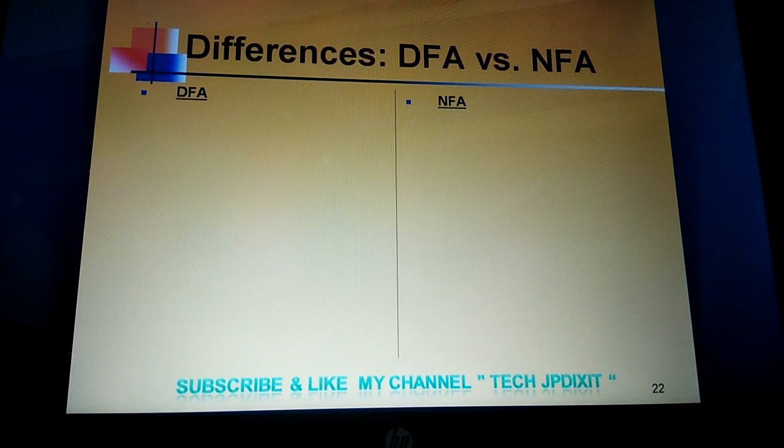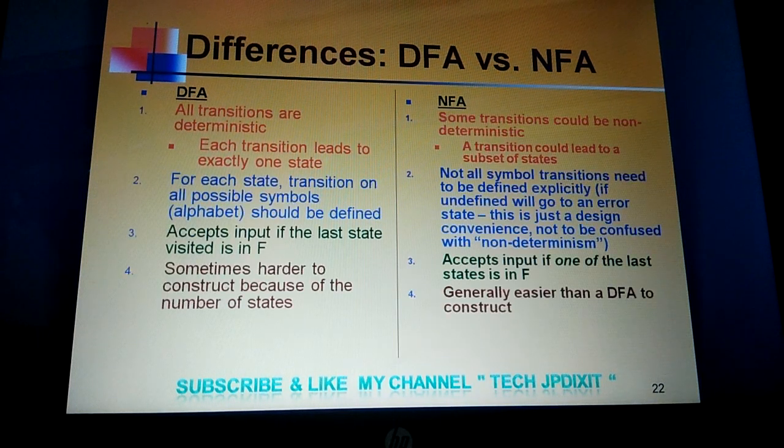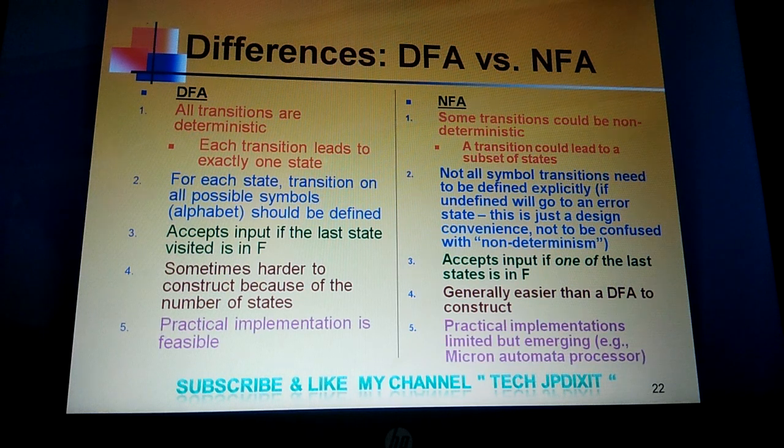What is the difference between NFA and DFA? These are the basic differences. In a DFA, all transitions are deterministic; each transition leads to exactly one state. But in an NFA, some transitions could be non-deterministic; a transition could lead to a subset of states.